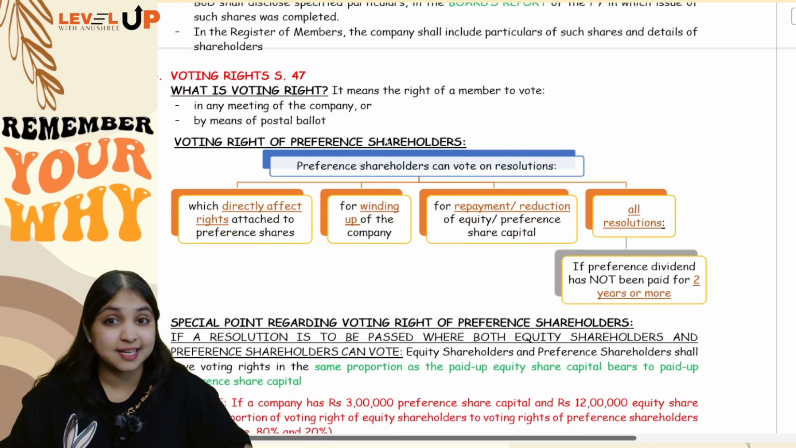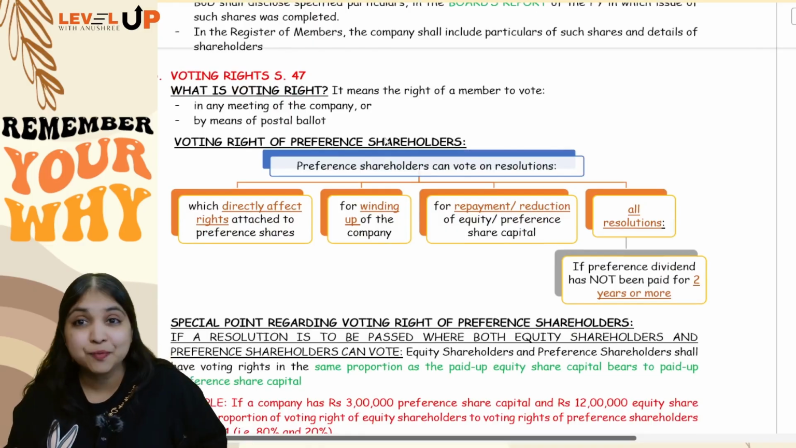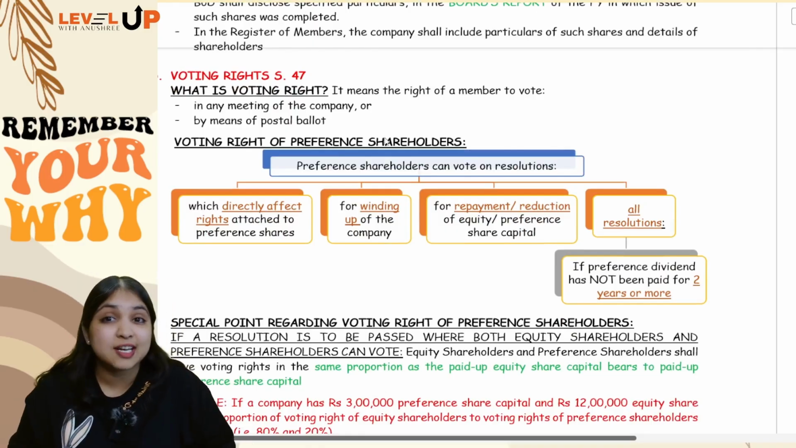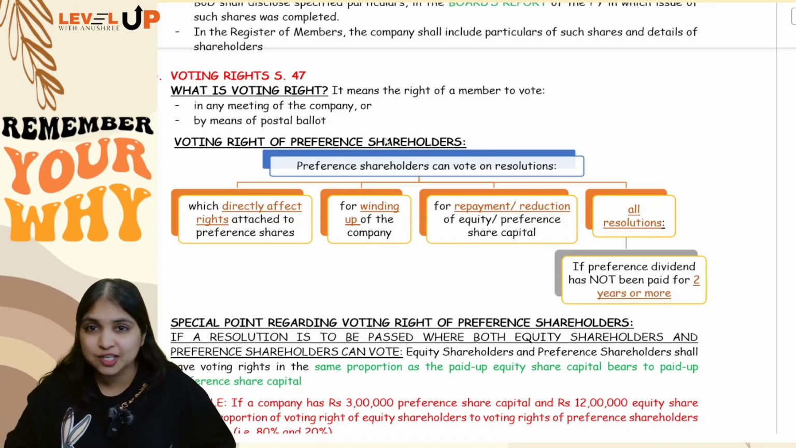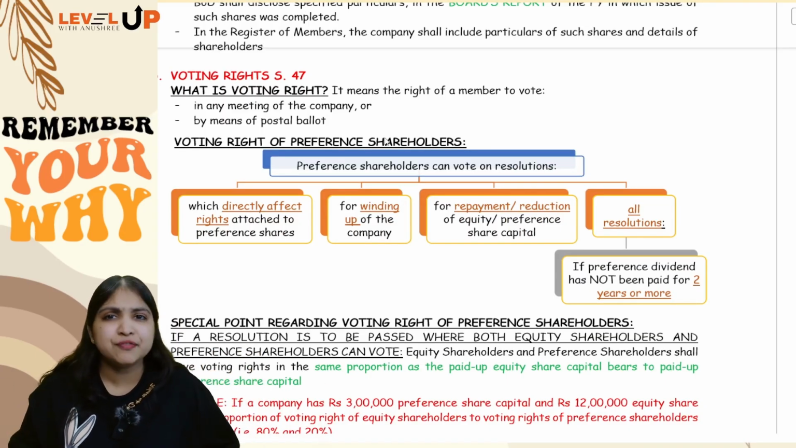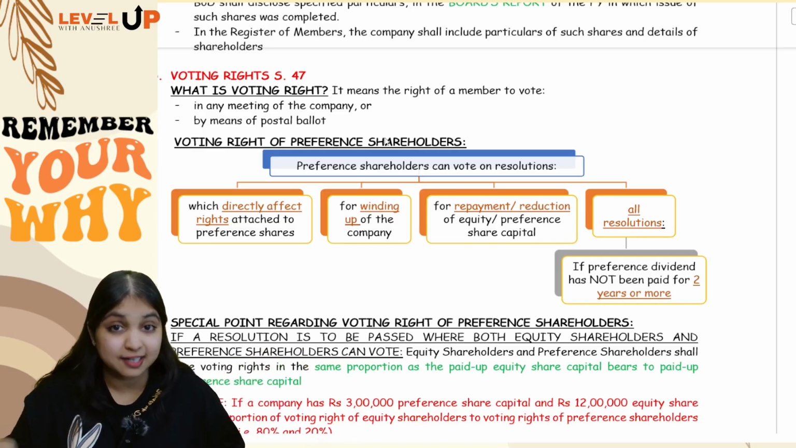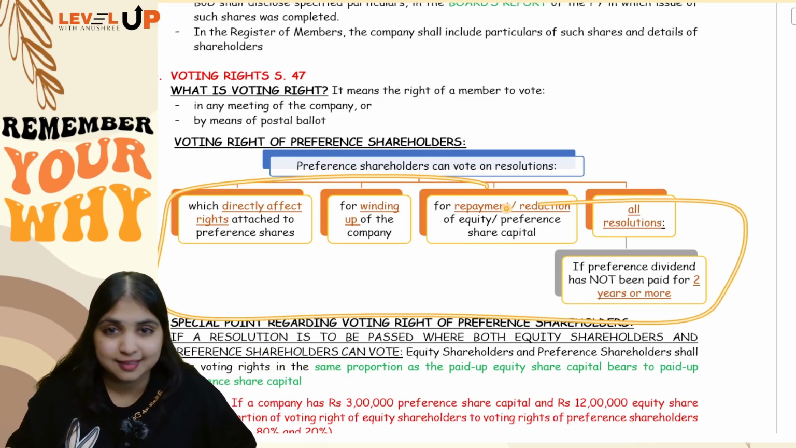Now comes our next section, guys, section 47, a very important section but a very simple section, the section which talks about voting right of shareholders. Now my shareholders are of two types, equity shareholders and preference shareholders. Preference shareholders generally don't get voting right. Preference shareholders can vote only in these 4 cases.